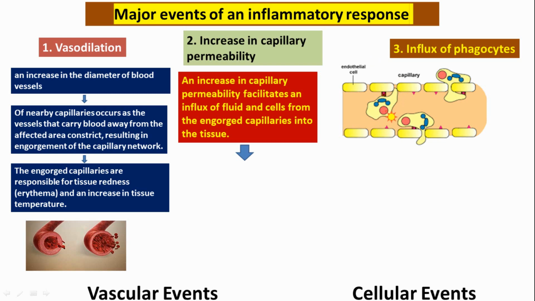Lots of fluid will move from the capillary towards the injured tissue. And along with that fluid, as I already mentioned, lots of cells will come, especially the neutrophils and monocytes, and when these monocytes enter the tissue, they become macrophages. These cells will start adhering to the capillary wall, and slowly they will move from the capillary towards the injured tissue.